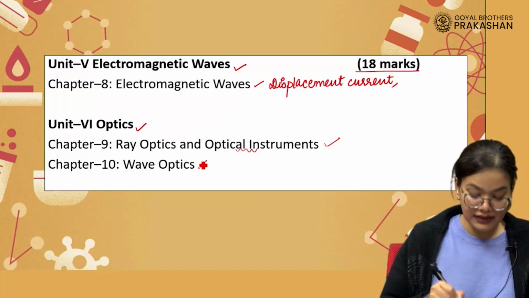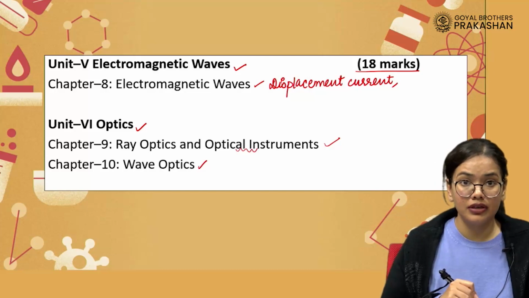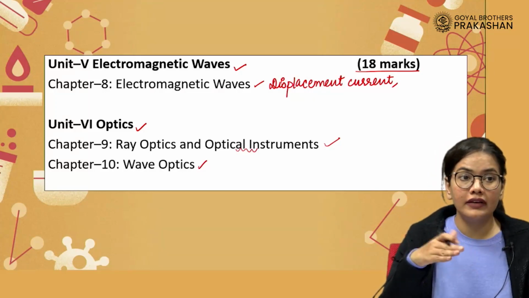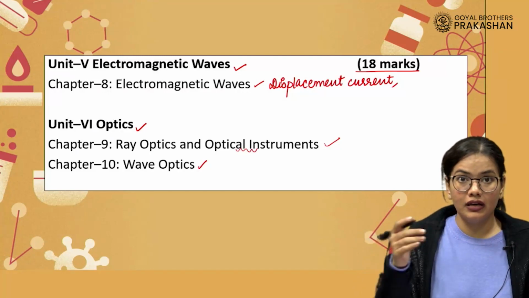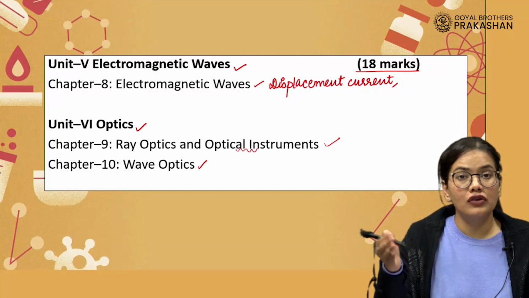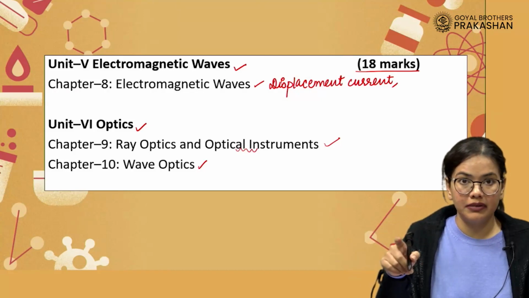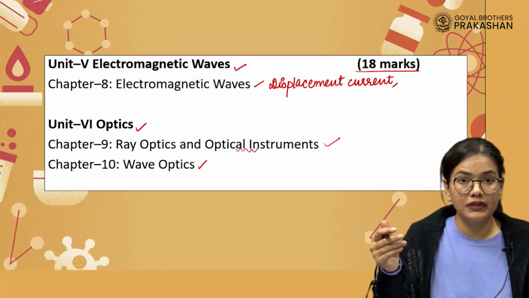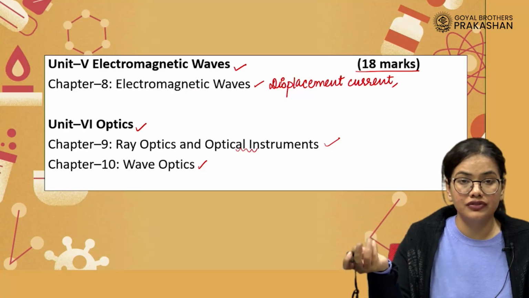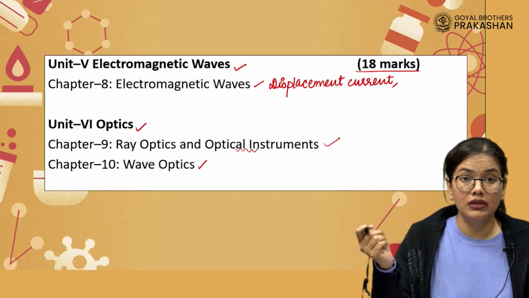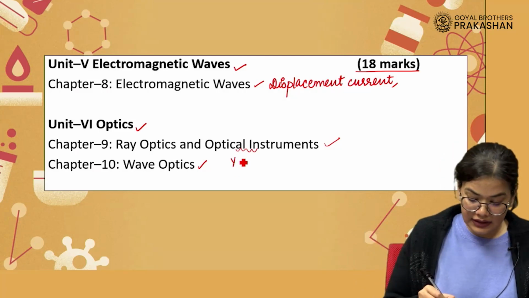Then in wave optics, Huygens principle is important. Using Huygens principle, how we can explain the laws of reflection and laws of refraction, Snell's law. That becomes important. In wave optics, all the refraction and reflection should be clear to you. Dispersion, and YDS, the Young double slit experiment.